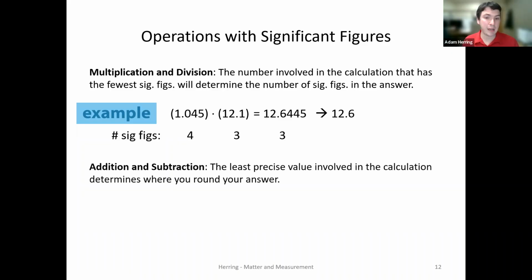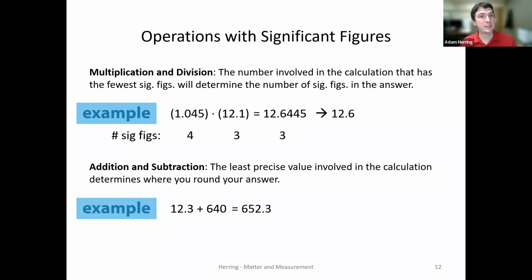For addition and subtraction, the least precise value involved in the calculation determines where we round our answer. And that's based on the placement of the numbers. So if we have 12.3 plus 640, this would get us 652.3.